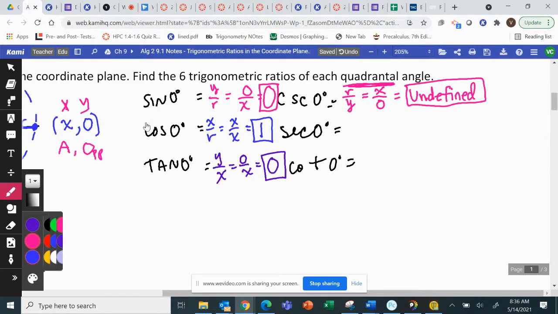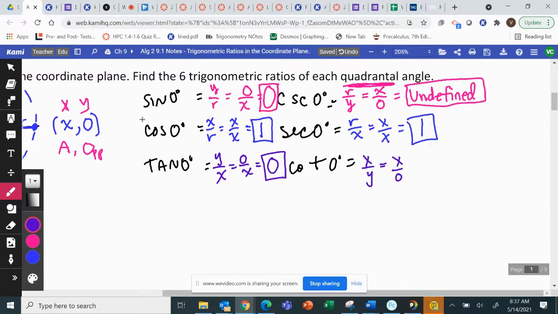Secant 0. We're going to take our cosine and flip it. So I'll have r over x, which is the same thing as x over x. If I flip the number 1, I still get the number 1. And the cotangent, we're going to flip tangent, x over y, which is x over 0, which is undefined.